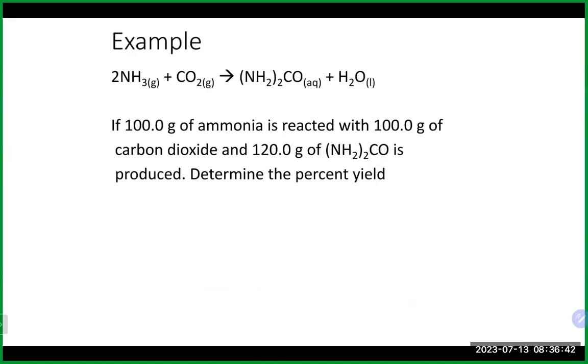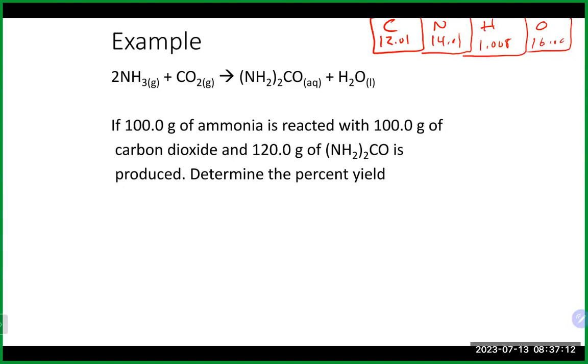We've got 100 grams of ammonia that reacts with 100 grams of carbon dioxide, and we produce 120 grams of our product. Determine the percent yield here. Our normal guys here: carbon 12.01, nitrogen 14.01, hydrogen 1.008, and oxygen 16 on the periodic table there. All right, see what you come up with here.